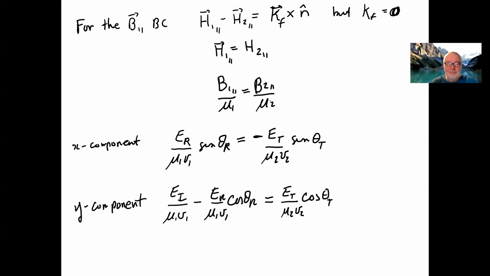Okay, and then I'm going to look at the parallel component of the magnetic field, and the boundary condition we have, from what we worked out before, is H1 parallel minus H2 parallel is equal to the free surface current density cross n hat, where n hat is z hat.